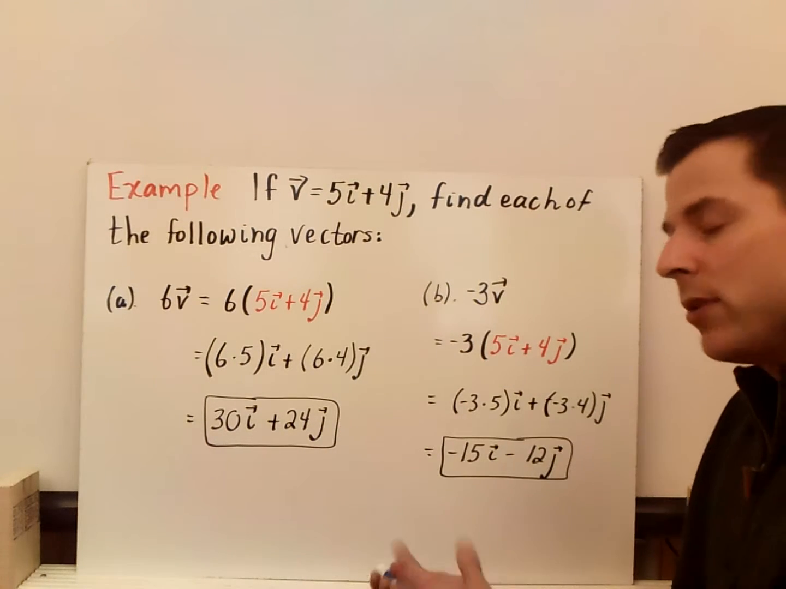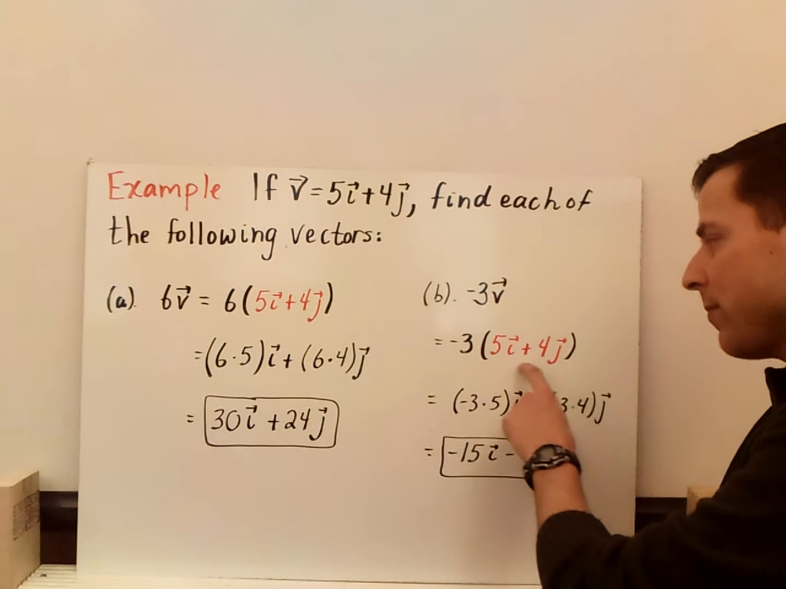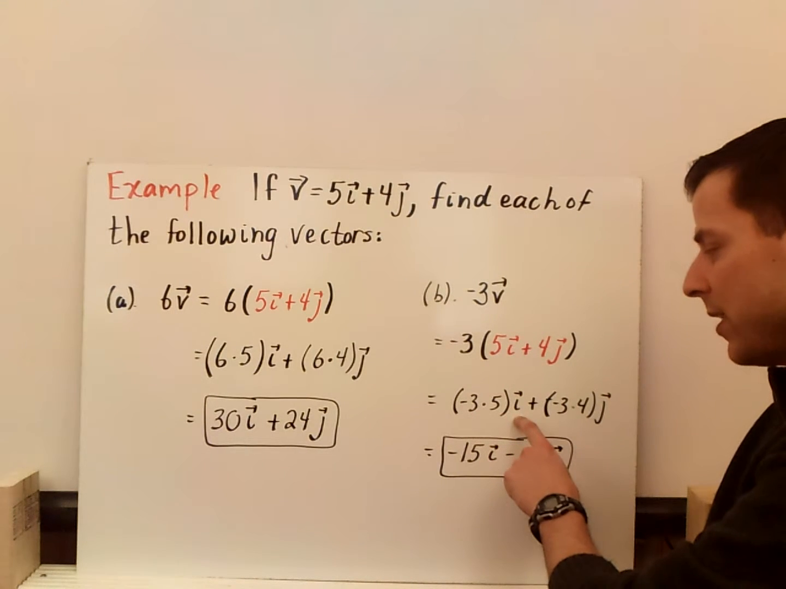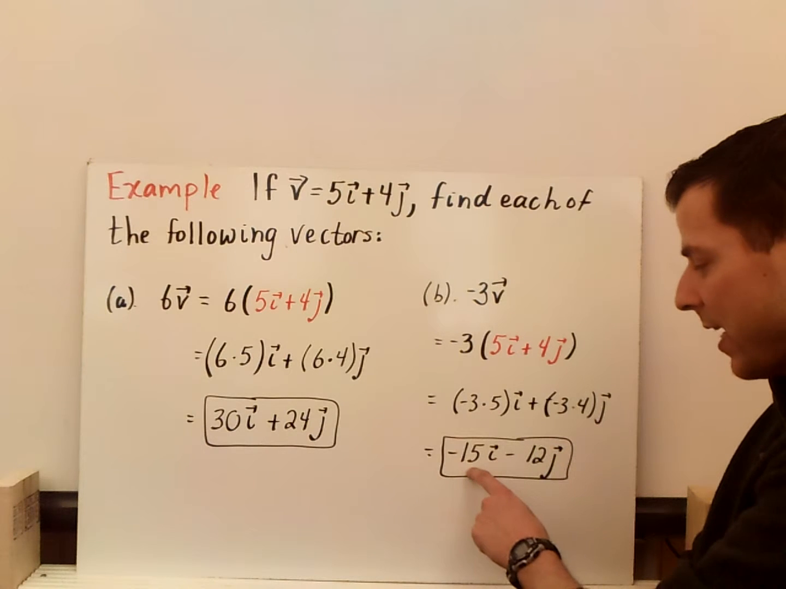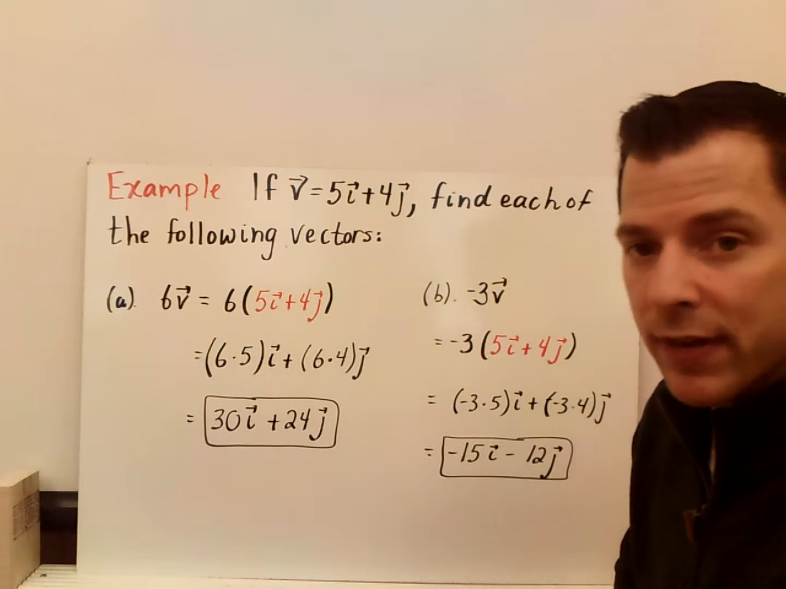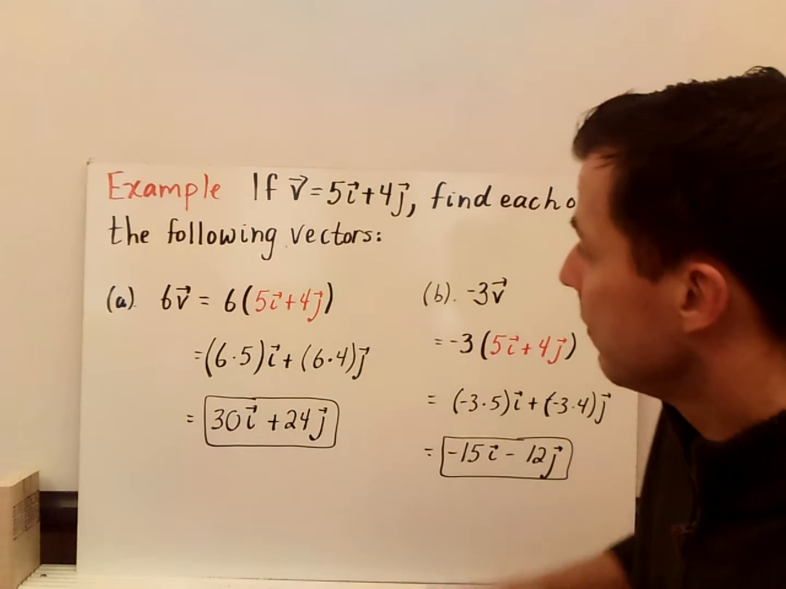Part B, I'm multiplying each term by negative 3. So negative 3 times my vector V, and then I distribute the negative 3 times 5 times unit vector i plus negative 3 times 4. So I get negative 15 times unit vector i minus 12 times unit vector j, and there's the product of negative 3 times vector V.